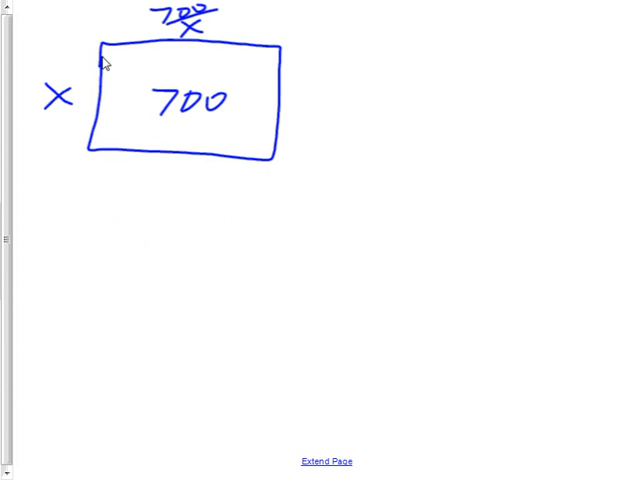So write the formula for perimeter down. And I'll tell you what the perimeter is. It's 160. Give it a shot with the perimeter being 160.